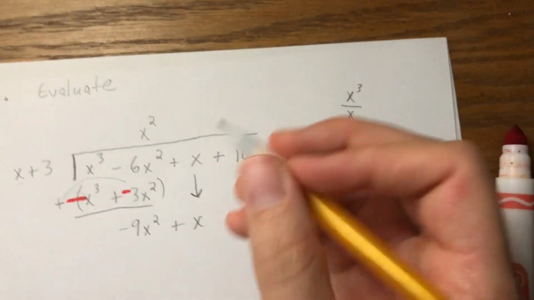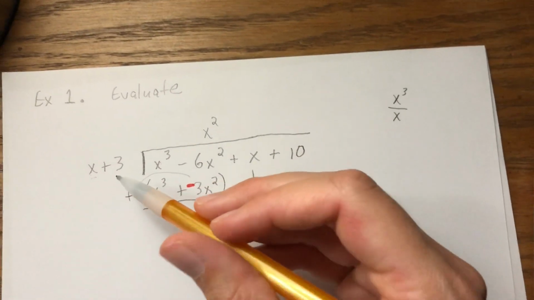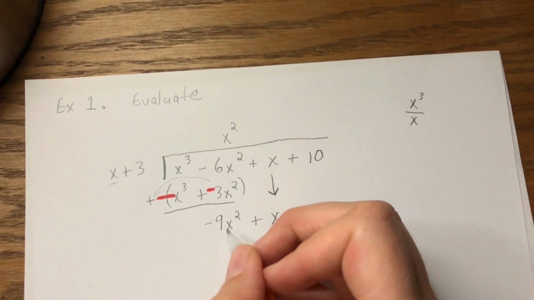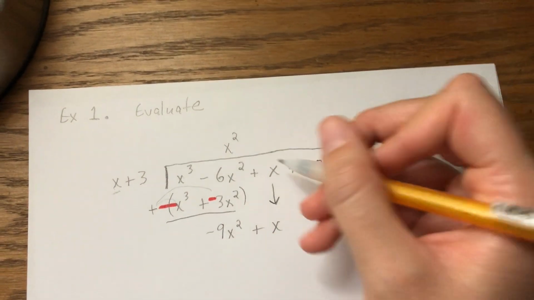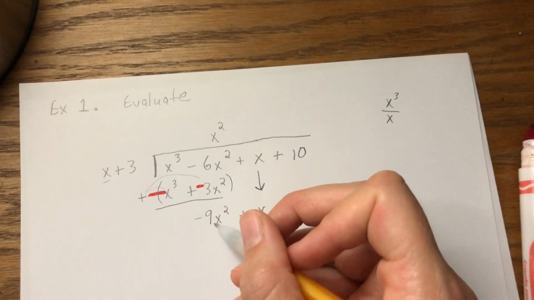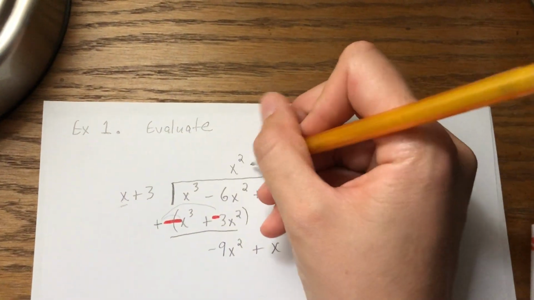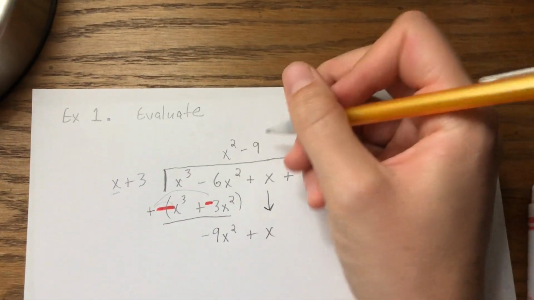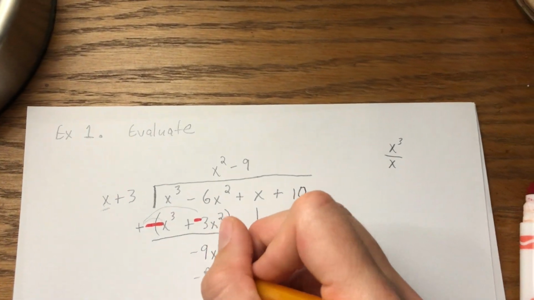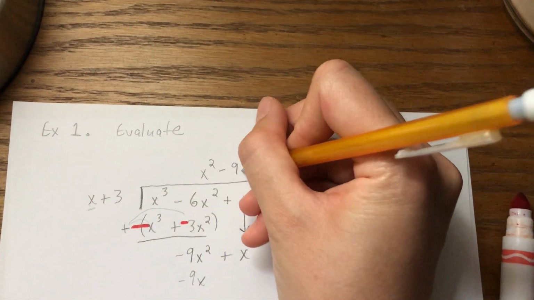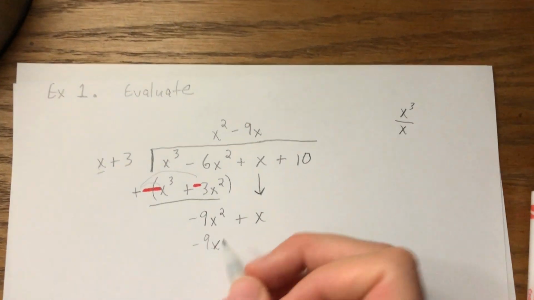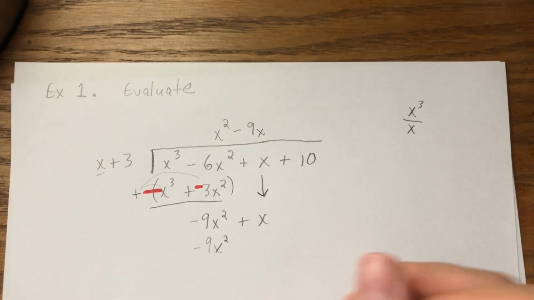So I'm going to come up to the top here and see how many times x will go into negative 9x squared. Basically, what could I put up here so that when I multiply it by x, I get negative 9x squared? Obviously, it's going to need a negative 9, but that's not enough because negative 9 times x is just negative 9x, and that's not quite enough. So I'm going to need an x term as well. So negative 9x times x gives me negative 9x squared, and it matches with this.